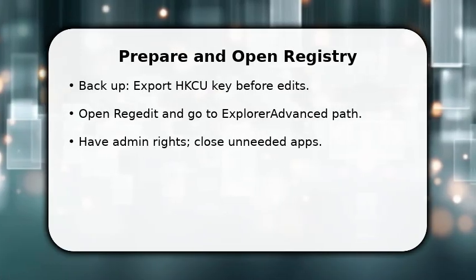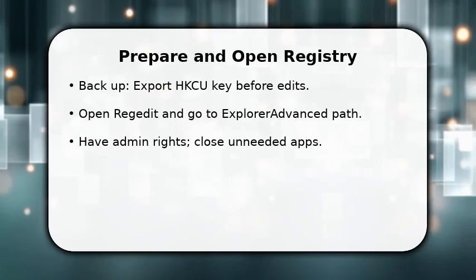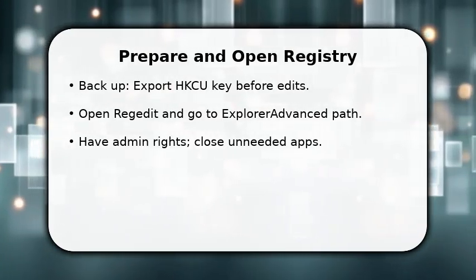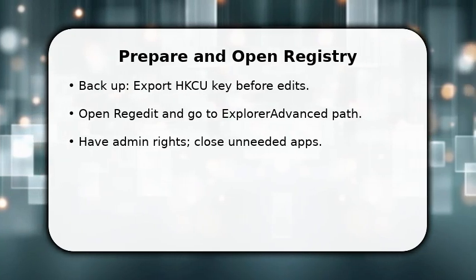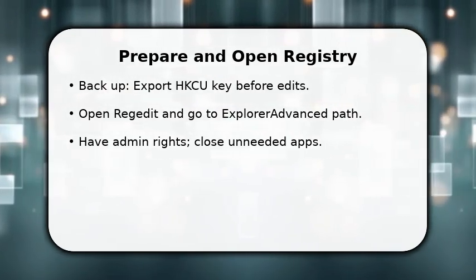Make sure you close non-essential apps to avoid file lock conflicts. This first step is critical because the taskbar size is controlled by a registry value. Changing it directly is the only built-in way in Windows 11 to get true small taskbar buttons.